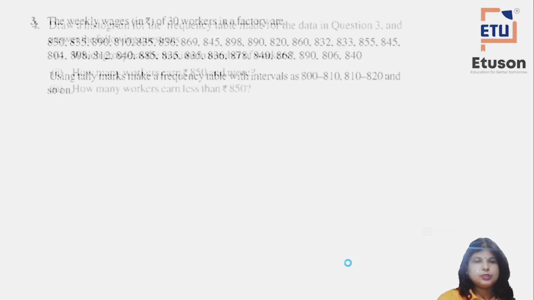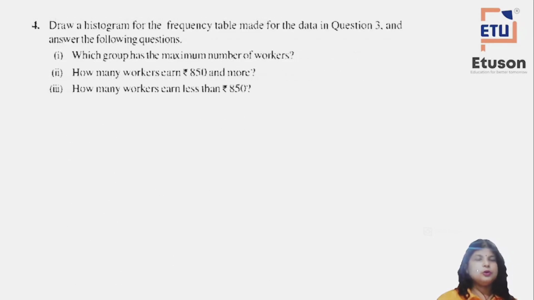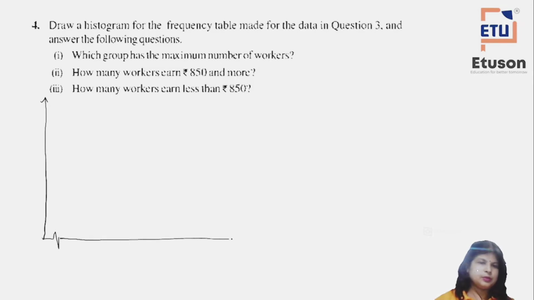Now let us go to question number 4. In question number 4, you have to draw the histogram for the frequency table made for the data in question number 3 and answer the following questions. So let us first draw the histogram. You have the class intervals. It starts from 800 and there are intervals of 10. Because we are not starting from the origin, we are directly starting from 800, so you have to give this symbol here.